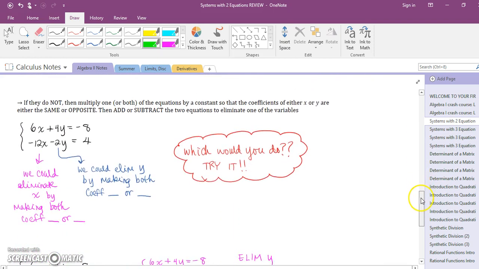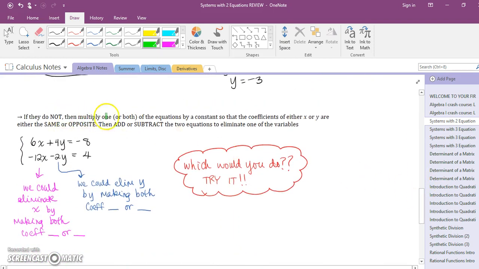If they don't have the same or opposite coefficients, you're going to have to multiply one or both of the equations by some constant number so that the coefficients are the same or opposite. And it's your choice if you're going to make them the exact same or if you're going to make them opposite. All that determines is if you have to add or subtract them once you've made them the same. And again, we're doing that to eliminate one of the variables. So right here, this is a typical example.